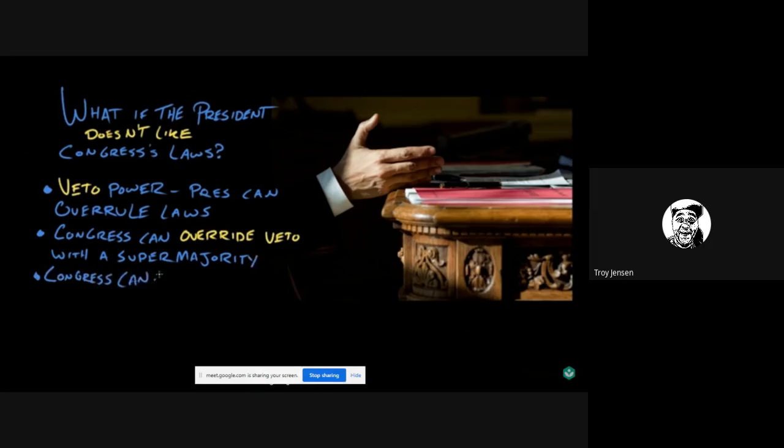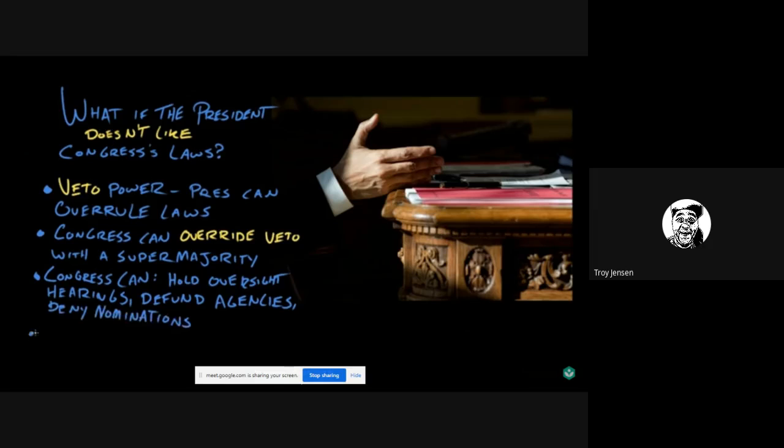investigating his conduct of various issues. They can defund agencies of the executive branch whose job performance they don't like. They can refuse to confirm the president's appointees to various offices, and in extreme cases that have happened a couple of times in our history, Congress can even impeach the president, and if he gets convicted in the Senate, then he would be removed from office. This is what led to the resignation of Richard Nixon. The House of Representatives impeached him, and Nixon resigned before he could be tried in the Senate.